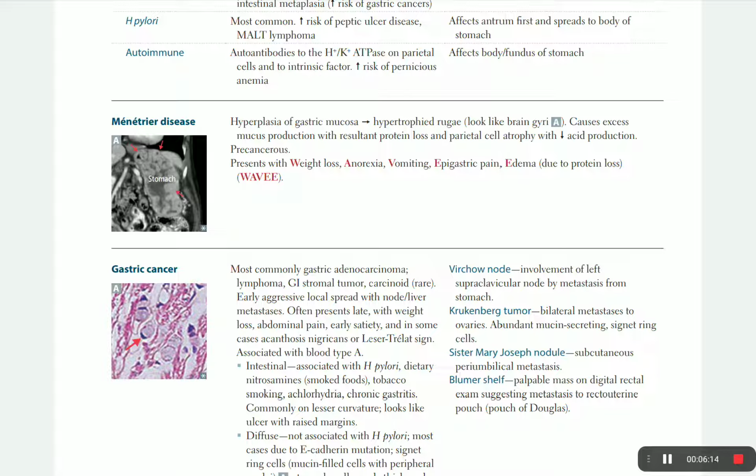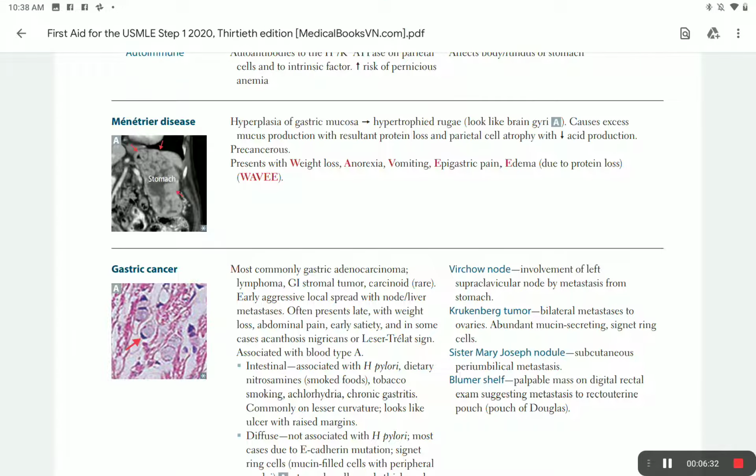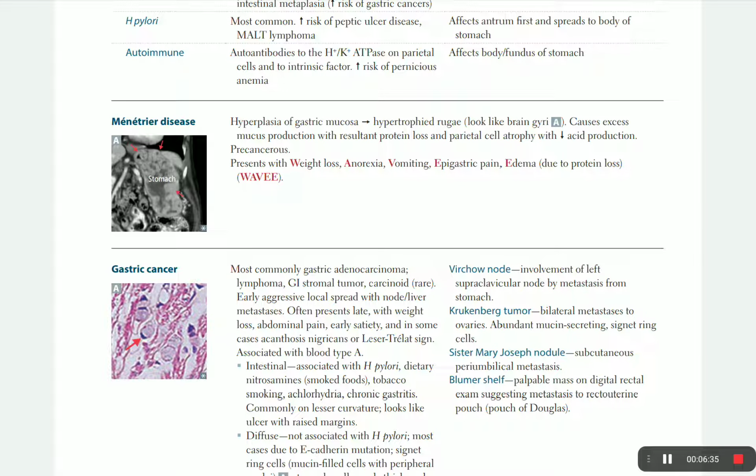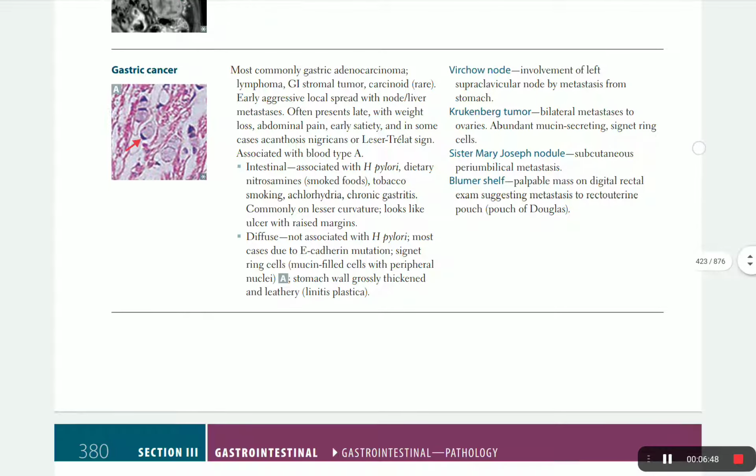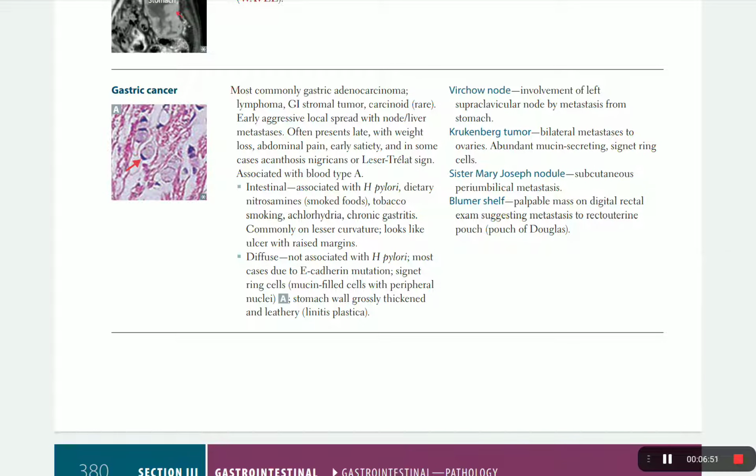The menetrier disease usually presents with a WAVE symptom. What is the WAVE symptom? W for weight loss, A for anorexia, V for vomiting, E for epigastric pain, and the last E for edema due to the protein loss. We have a decrease in osmolality in the blood, so that will shift the fluid from the blood to the extracellular fluid.